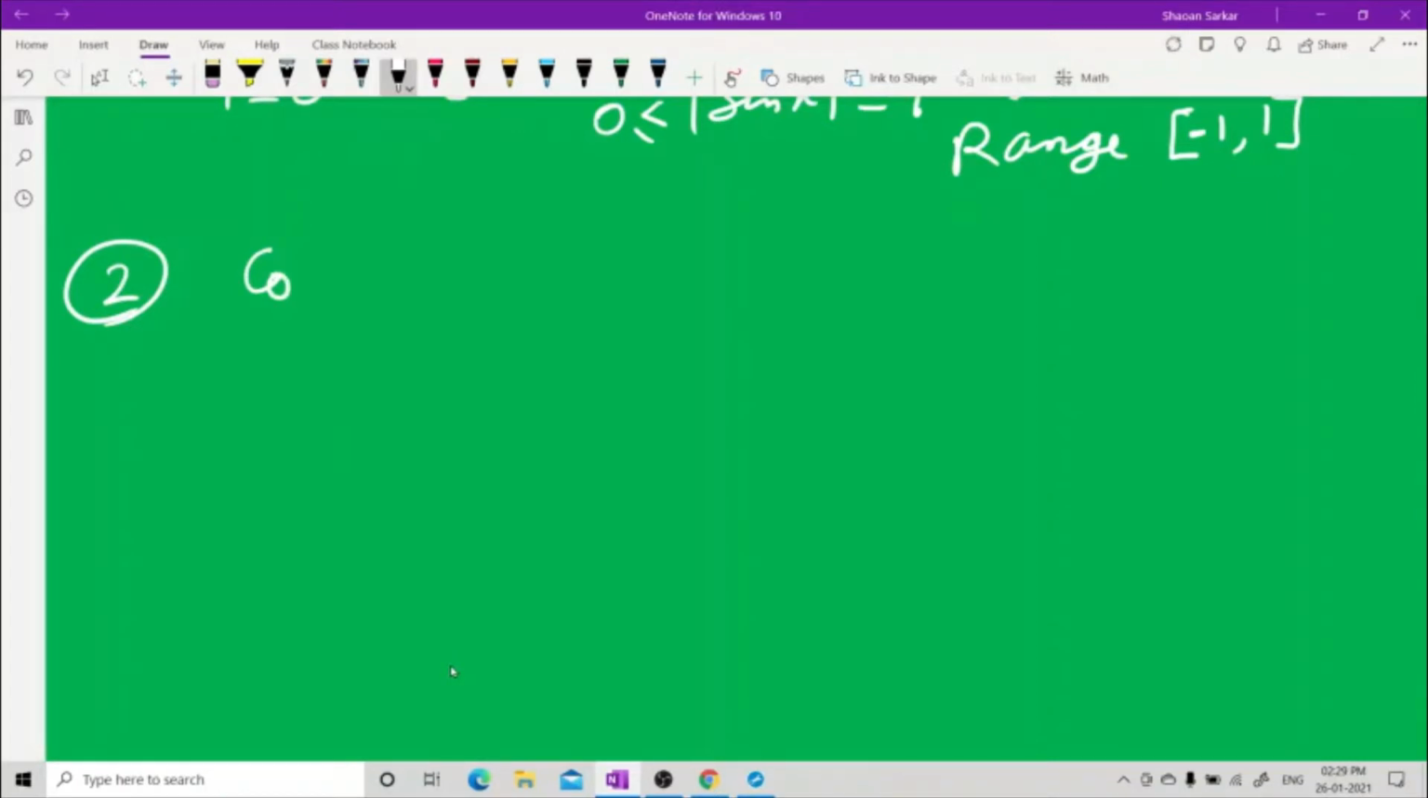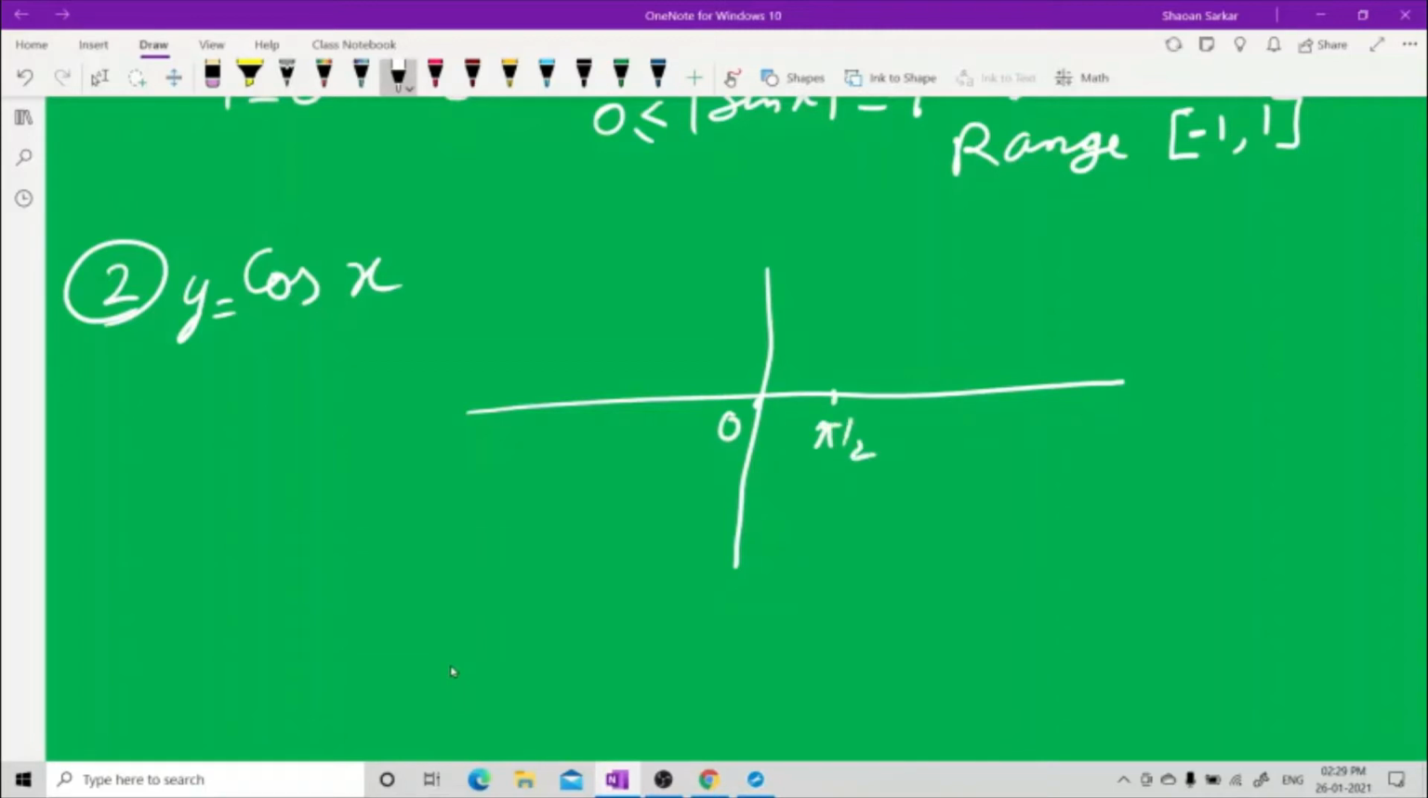Cos x. We are taking y equal to cos x now. And now we are going to draw the same thing again. This is your x-axis. This is your 0. This is your pi by 2. This is your pi. This is your 3 pi by 2. This is again your 2 pi.